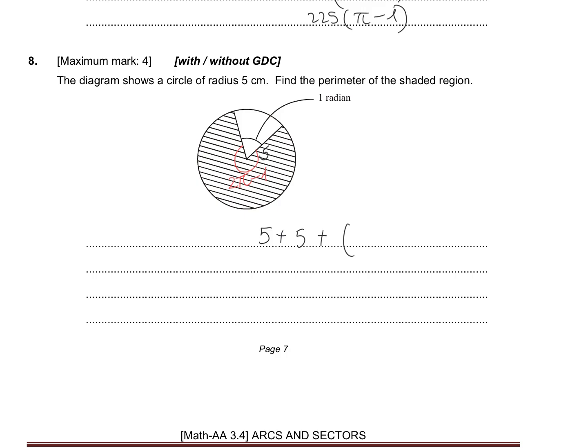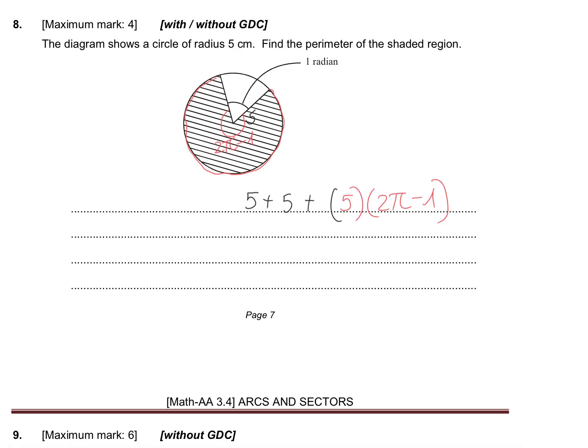So the length of this arc here is going to be r theta, and theta is 2 pi minus 1. So that's going to be about 36.4 centimeters.